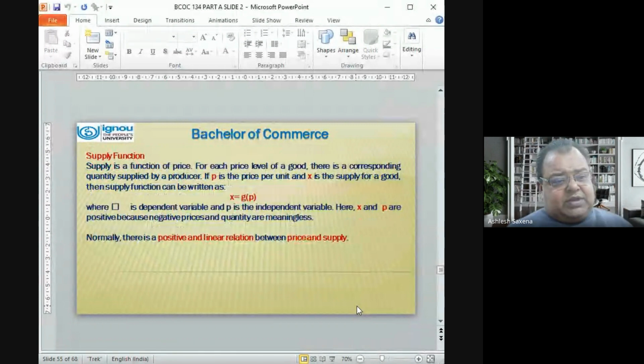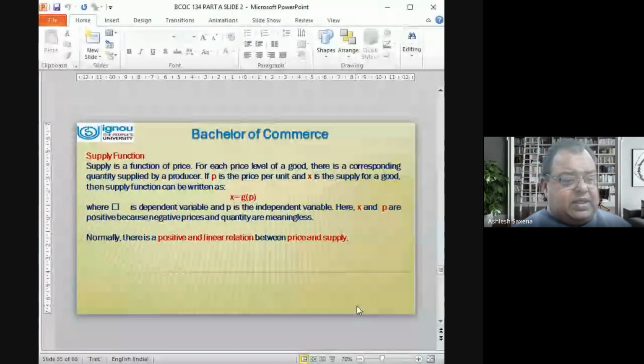Then comes your supply function. Supply is a function of price. For each price level of goods, there is a corresponding quantity supplied by the producer. If P is the price per unit and X is the supply for a good, then the supply function is written as X equals g of P. P is the independent variable. Here X and P are positive because negative prices and quantities are not meaningful. Normally, there is a positive and linear relation between price and supply.